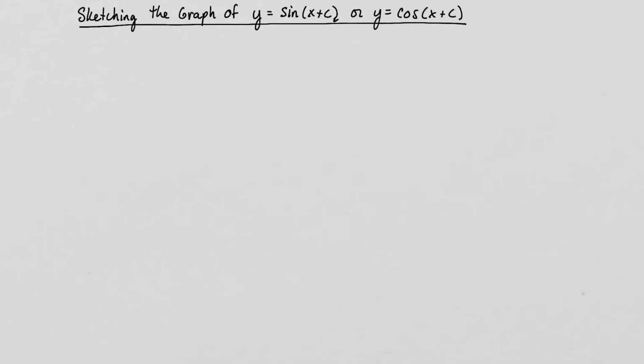So in this video, we're going to figure out what happens when we have the sine of x plus some number, or the cosine of x plus or minus some number. So these account for what are called phase shifts. So the C gives us a phase shift.